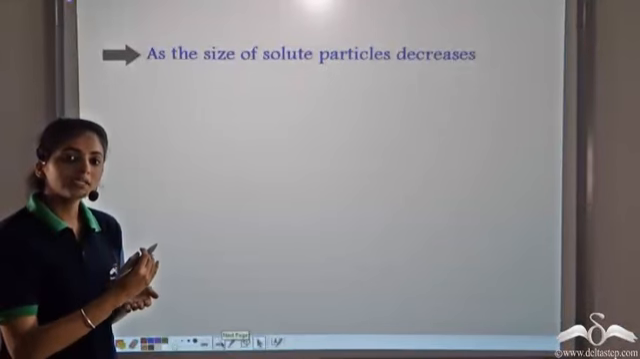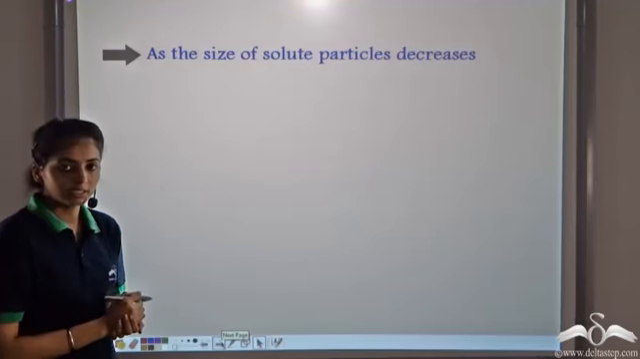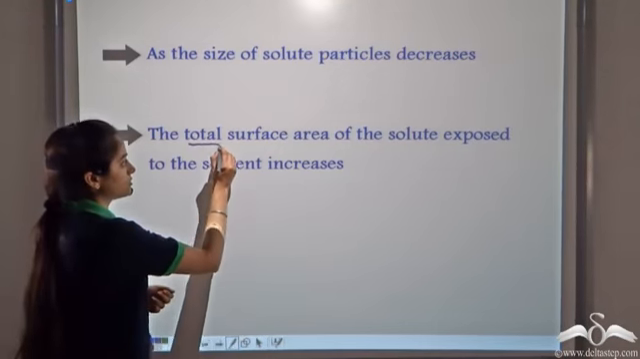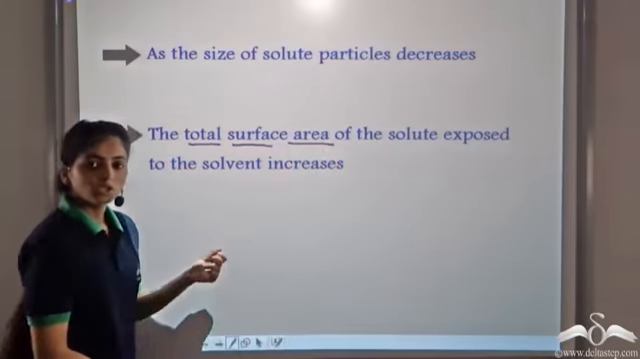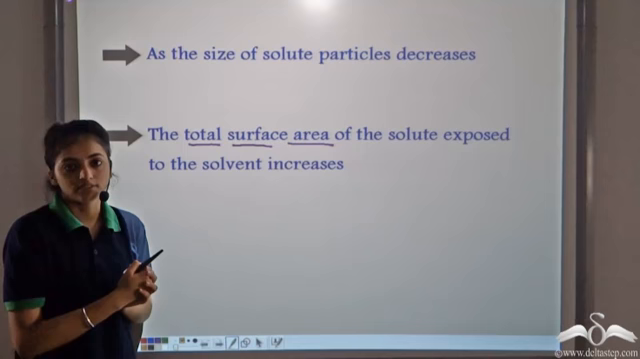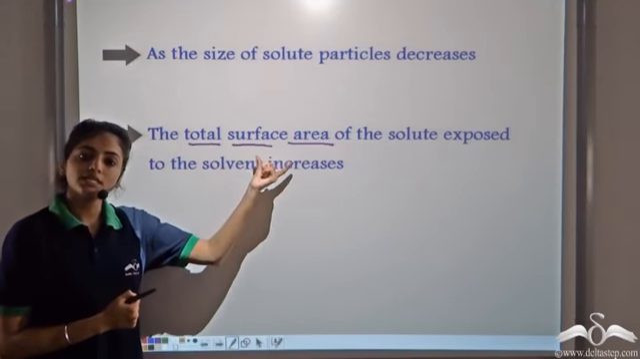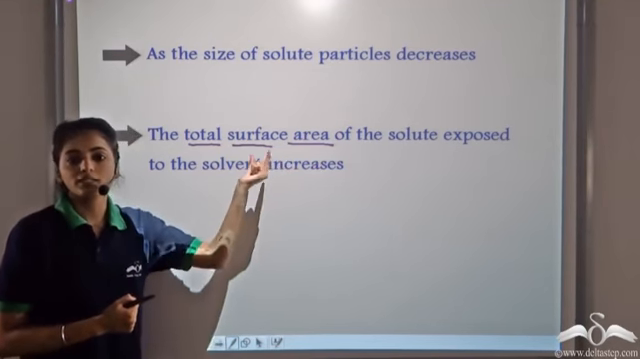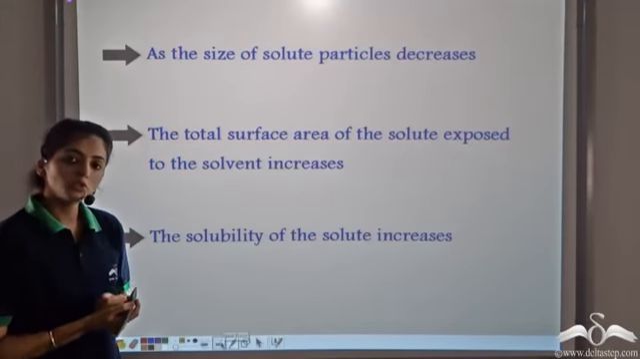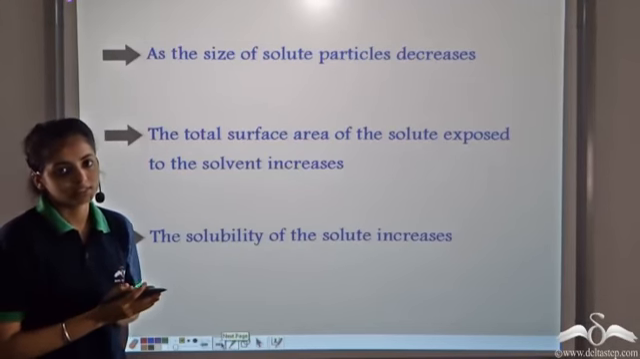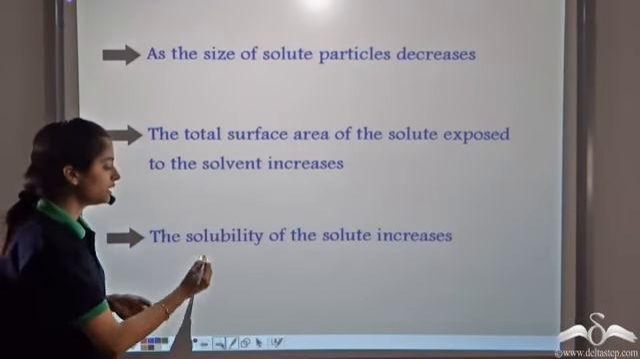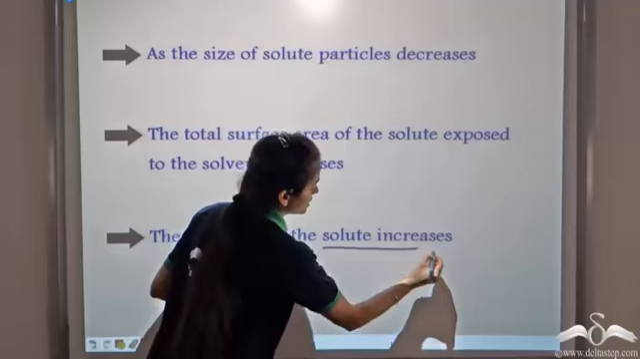As the size of the solute particles decreases, the total surface area of the solute which is now exposed to the solvent increases. Since this surface area is increasing, more solvent particles can now act on these solute particles. And so the solubility of the solute increases. So as the size of the solute particle decreases, the solubility of the solute increases.